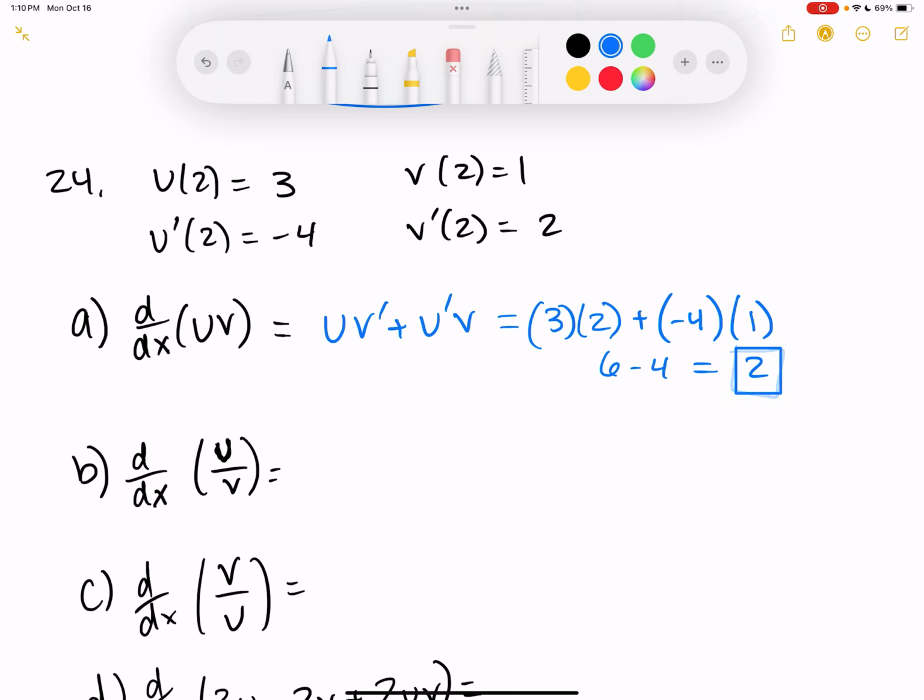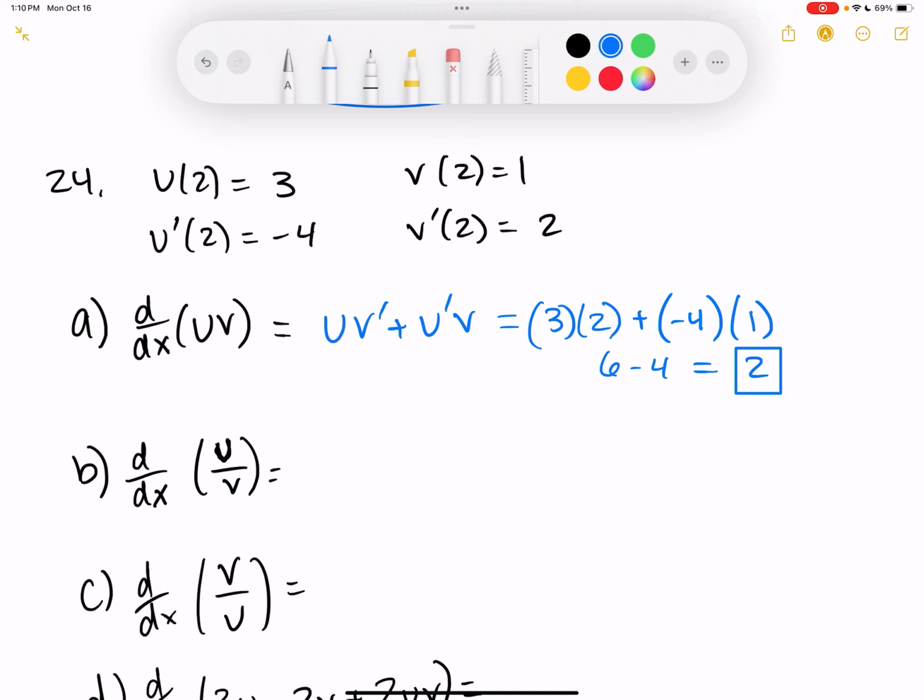So you kind of see what I mean, where it's different, but it's easier because they give you the numbers, and you're just plugging in. They don't really give you the derivative to take. So as long as you know what the product rule is. Yeah. Well, and then B and C are the same thing, just reversed.